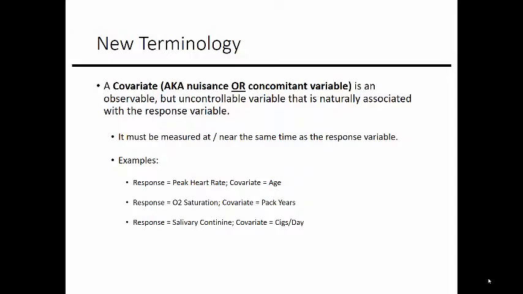So what we do is we try to measure this covariate at or about the same time that we measure the response on somebody or on some experimental unit. Some examples here are peak heart rate and a covariate of age. Anybody that's been on an elliptical machine or any of the machines at a gym knows that the peak heart rate goes down as your age goes up. We also have oxygen saturation of a person that smokes, so maybe pack years could be a covariate there that could explain why oxygen saturation levels are low, or salivary cotinine, and that would be a direct function of the covariate cigarettes per day that a person smokes.